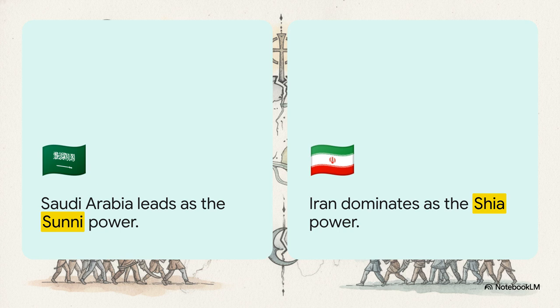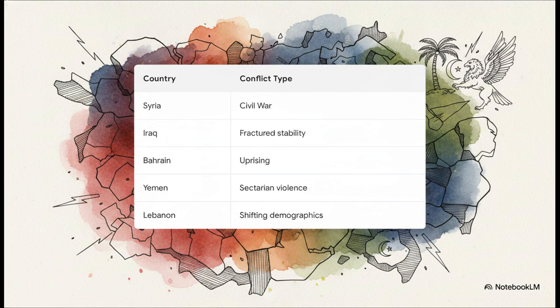Ever since the 1979 Iranian Revolution established a Shia theocracy, both nations have actively utilized this ancient sectarian divide. They use it to further their own regional ambitions, competing for dominance, political influence, and regional security. And we can see exactly where this proxy battle is playing out today. It is literally fracturing nations across the map.